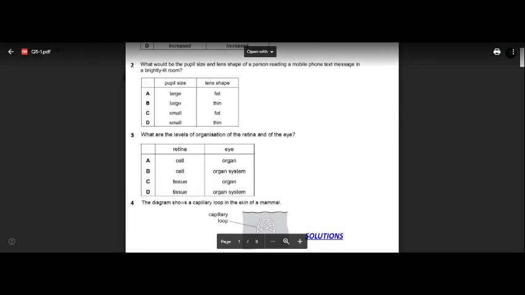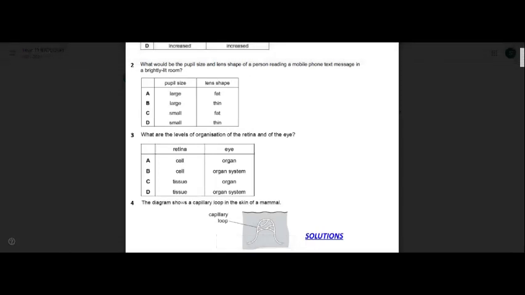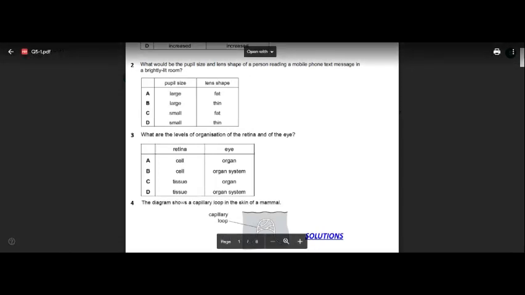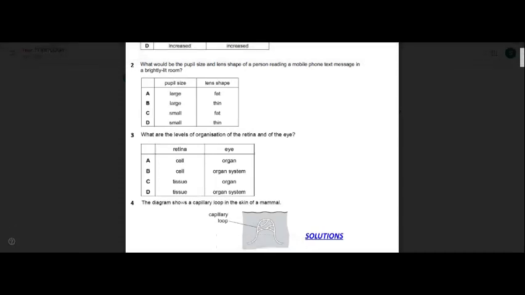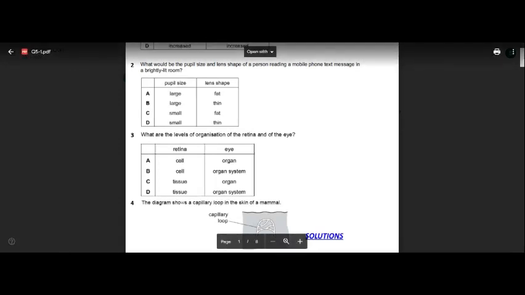But the bright light room means the outside is very bright. It's shiny. It's not dark. So it affects the pupil size. That's how it affects. Because the outside is very bright, I expect the pupil size to be small. So either C or D is correct, and I reject A and B. Definitely they are wrong. Now, in order to guess which one between C and D is correct, I should go for the lens shape.